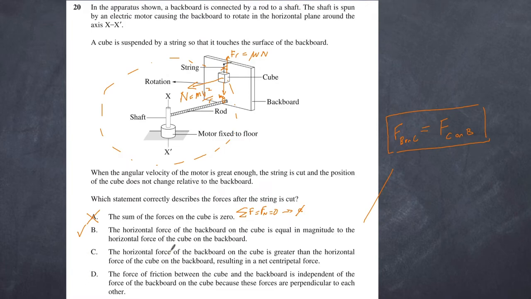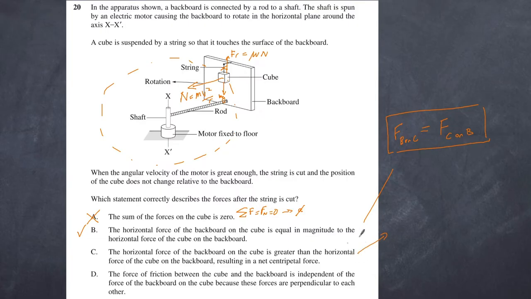C says the horizontal force of the backboard on the cube is greater than the horizontal force of the cube on the backboard. In other words, it's saying this is not true. But it actually adds a rider here, resulting in a net centripetal force. And there is a fundamental flaw in this argument.